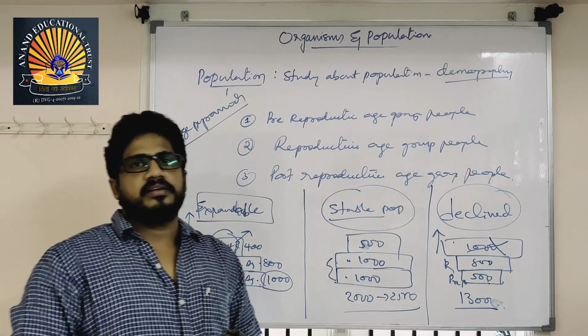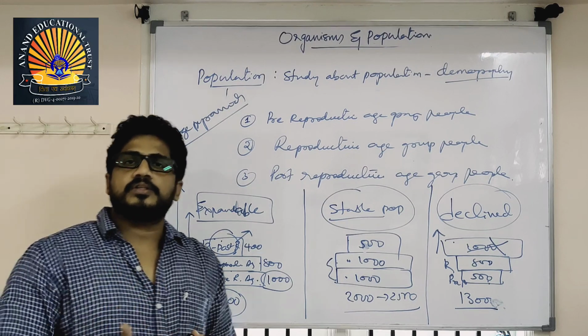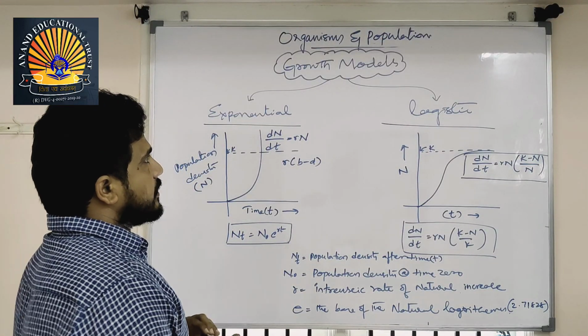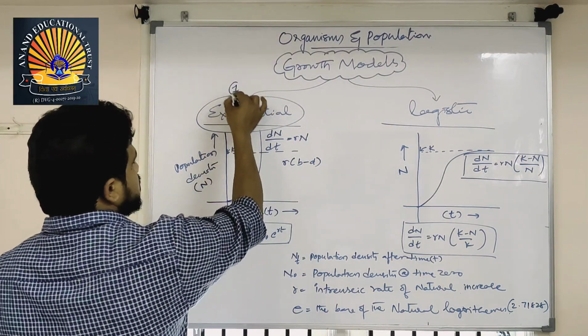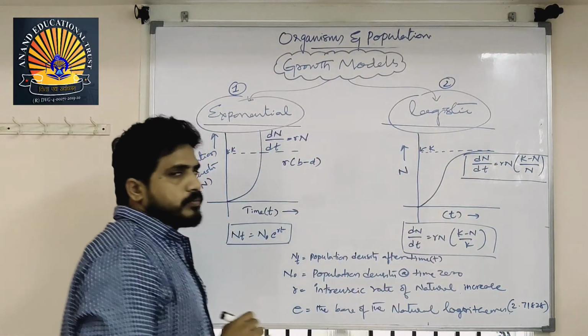Now, the last attribute in the population calculations, that is growth models. Growth models, we can expect any question in this NEET examination. Growth models are two types. One is the exponential growth model. Second one is the logistic growth model.